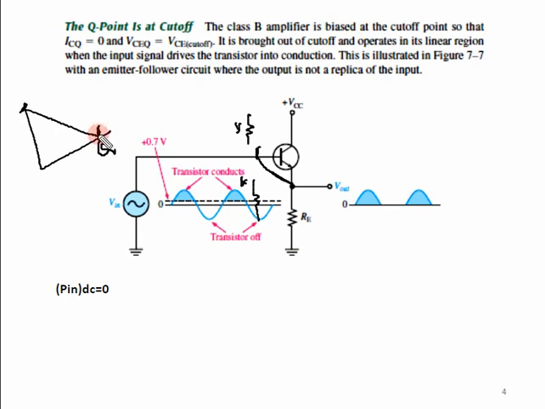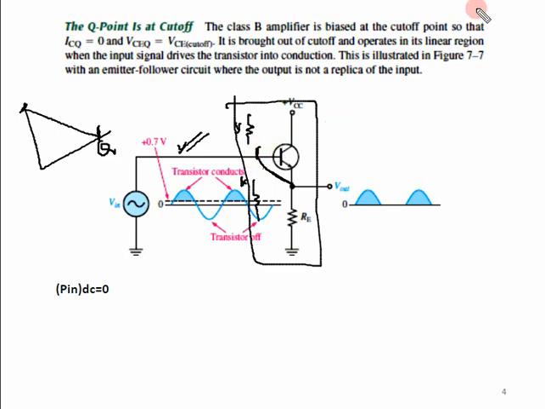Why? Because there is no biasing at the base, so there is no conduction at the base. If you compare this operation, I'm talking about only this part, not including or adding the input signal. For that I'm drawing this Q point, because the biasing point depends upon the base biasing.